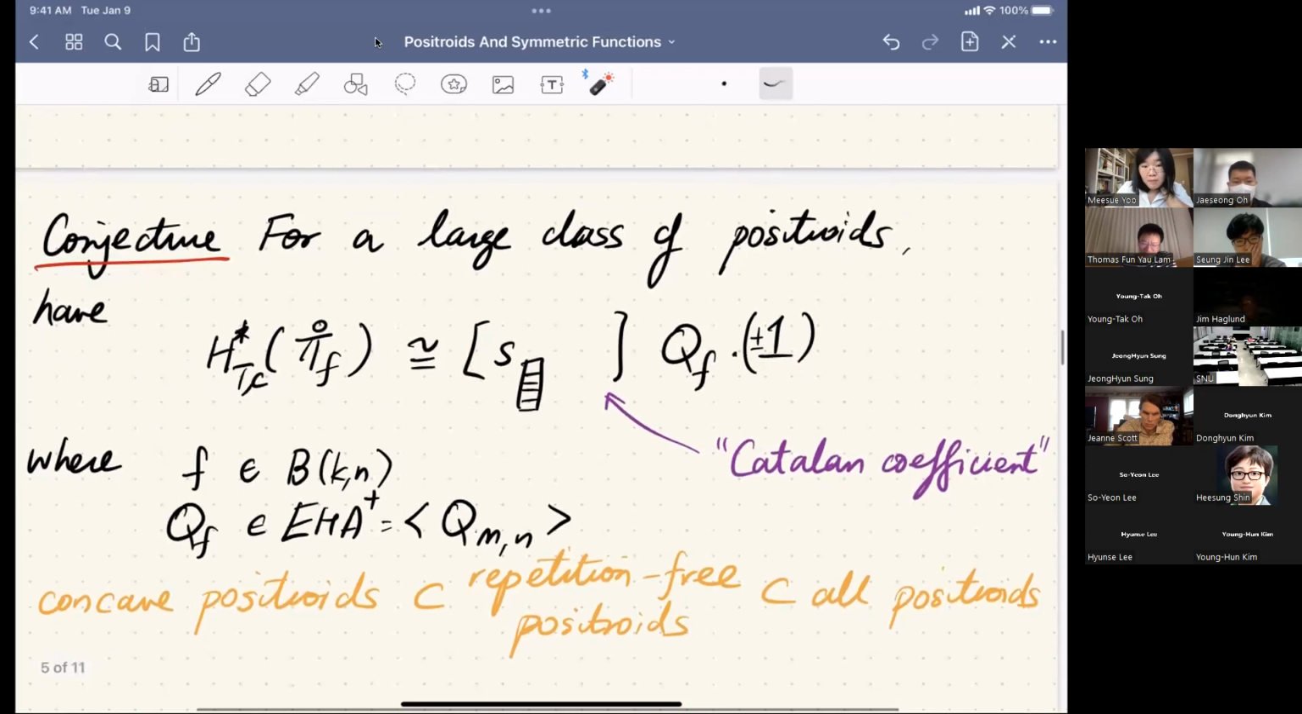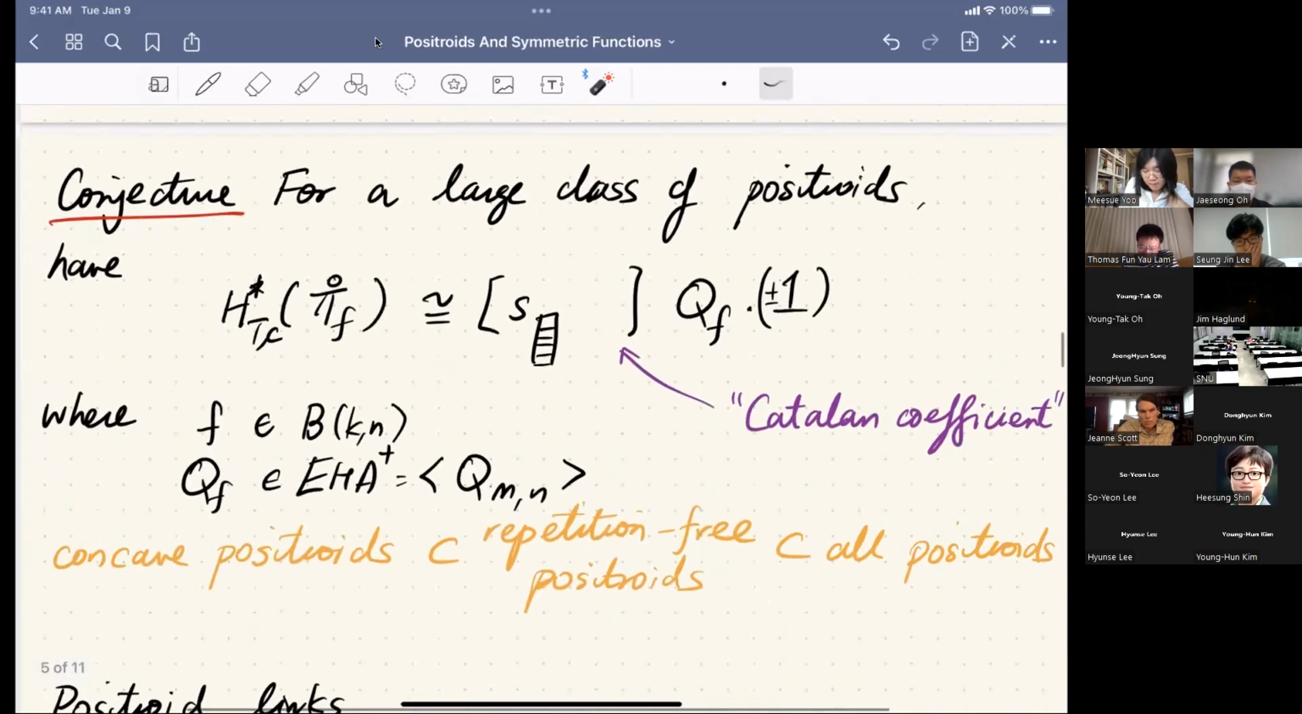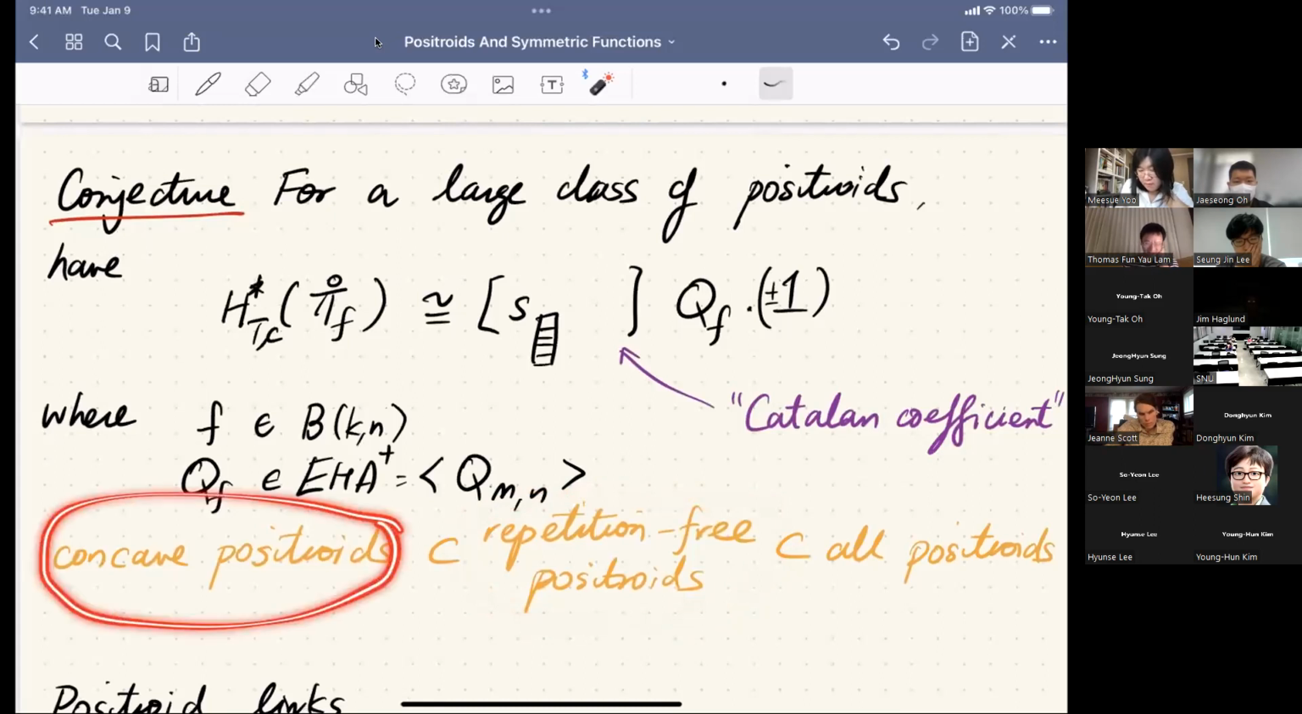Okay, so what is this? We don't have this conjecture for every single bounded affine permutation, but for some large class of them. The large class of positroids in the conjecture is called repetition 3. This is defined in a paper last year that I wrote with Galatian. But for this talk, I'm going to talk about an easier class of positroids called concave positroids, which is easier for me to define and easier for me to describe the operator Q.